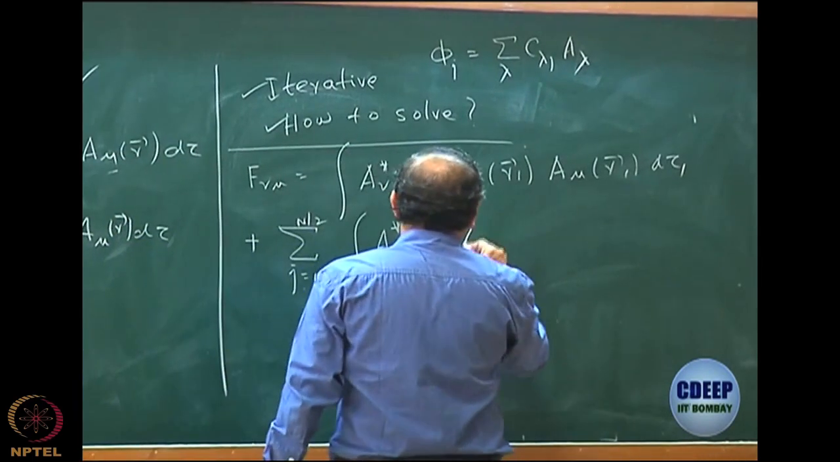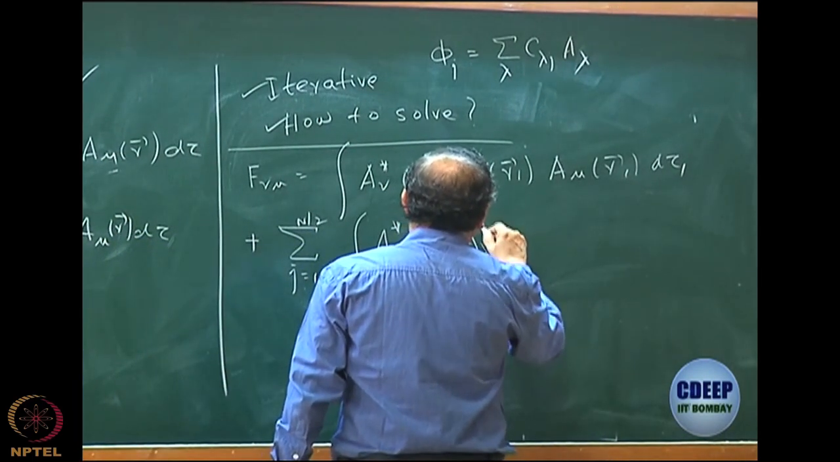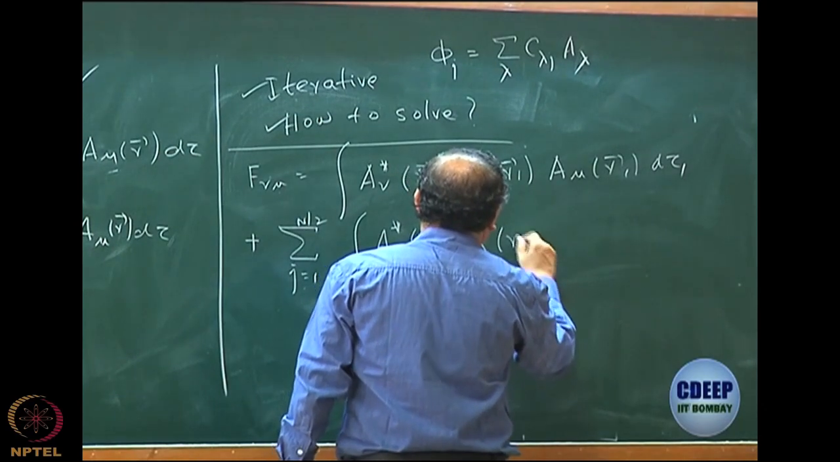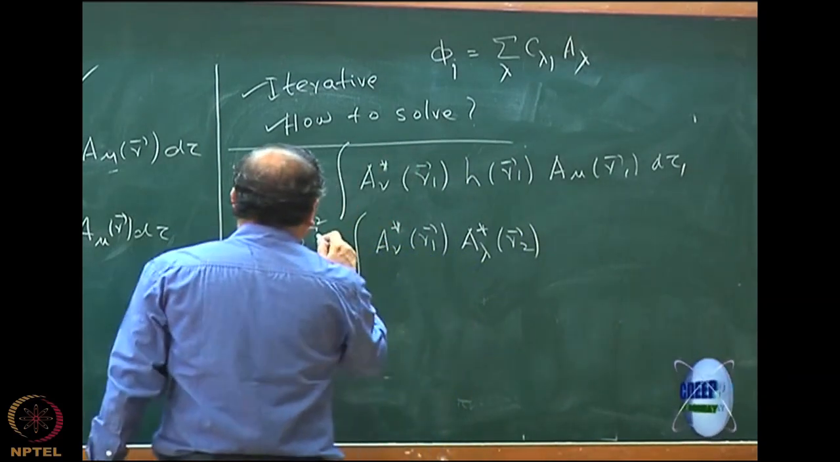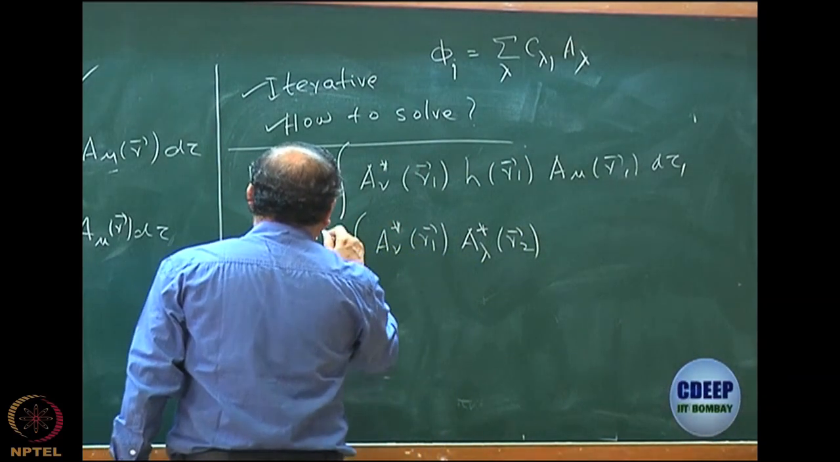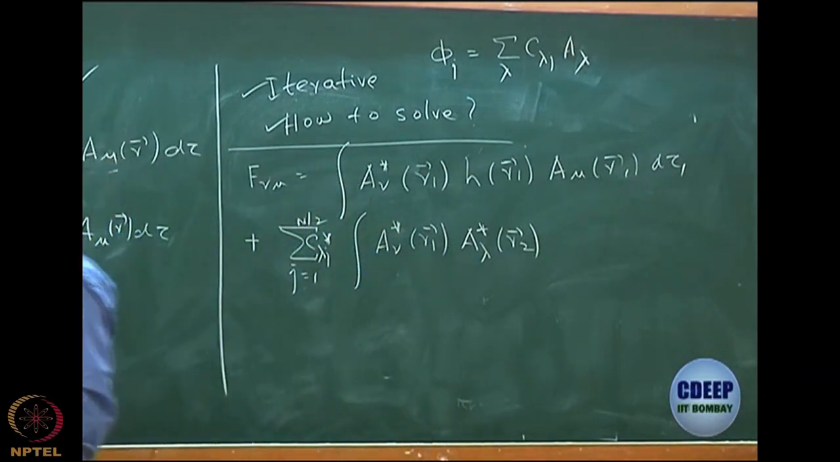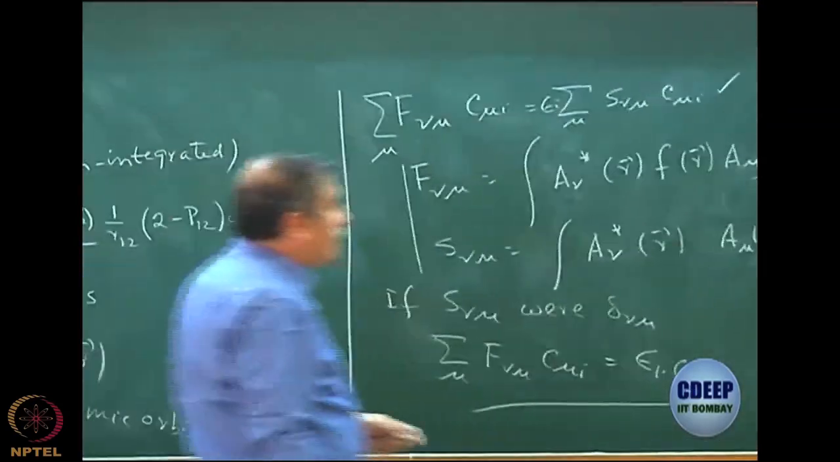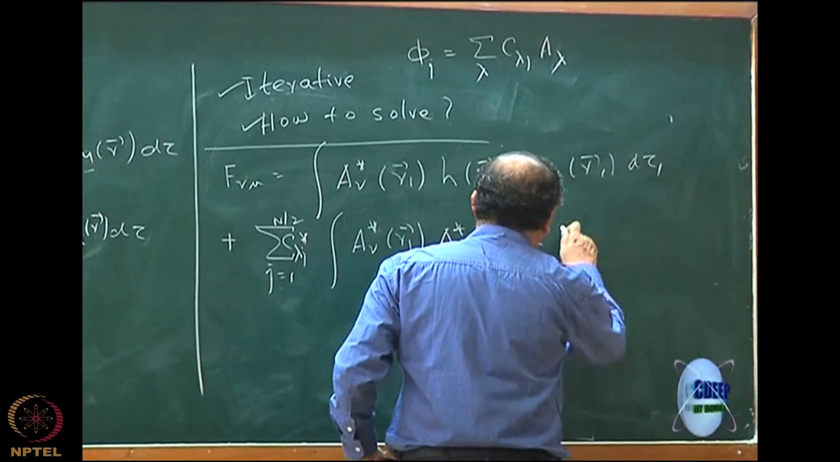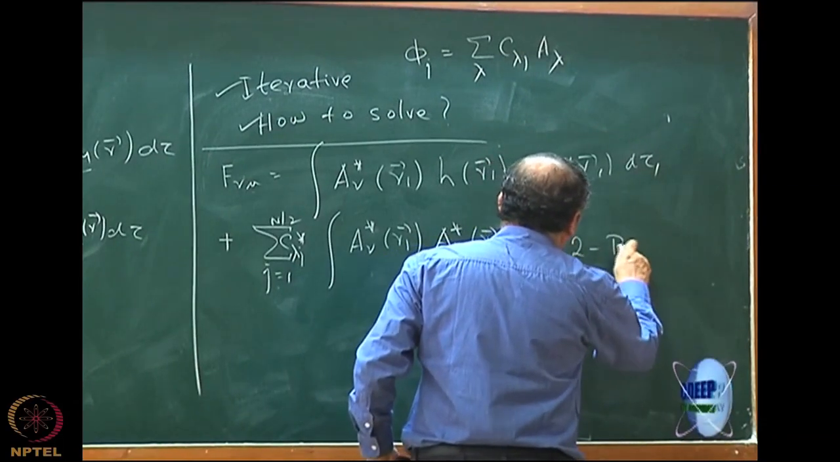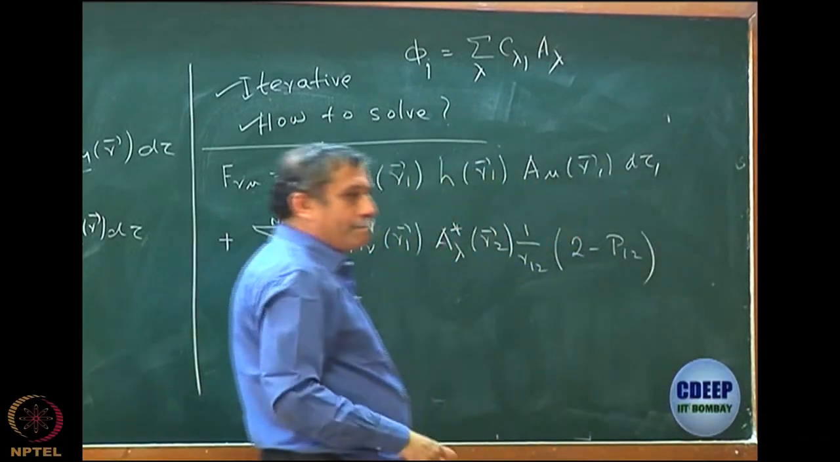So I have to write this as A lambda star R2, right? Correct? And of course there is a c lambda j, so c lambda j star. Let me write it here outside the integration because that's a number. So that comes outside the integration. Then you have 1 by R12. And I will keep using the abstract form for the time being, 2 minus P12, okay?